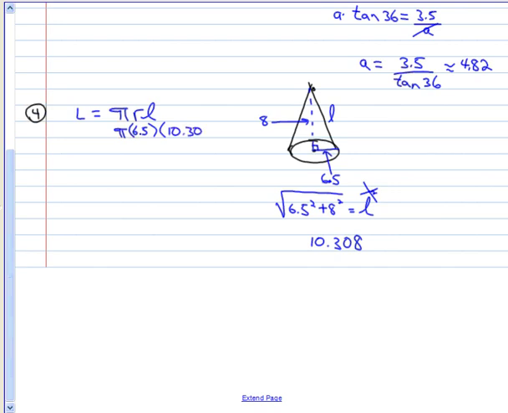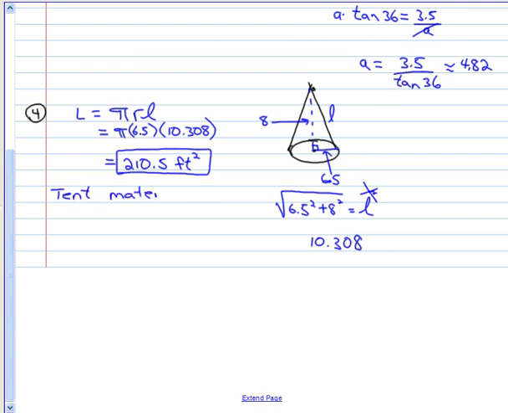So if that's the slant height, then I can come back and put in 10.308, or leave it all in your calculator, which is even better to do, and then run it through the rest of the formula, giving us a lateral area of what to the nearest tenth? 210.5. That should be what you're getting. 210.5 feet squared. They said, what does this represent? I'm just going to call it the tent material.